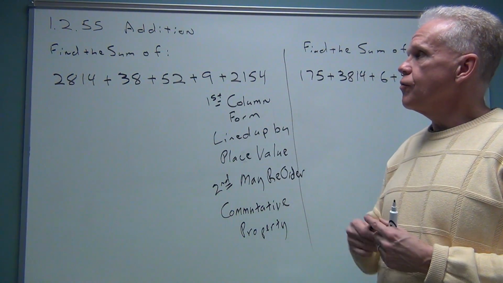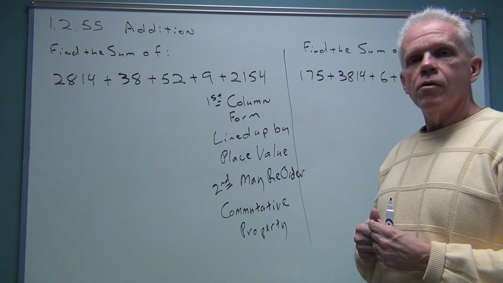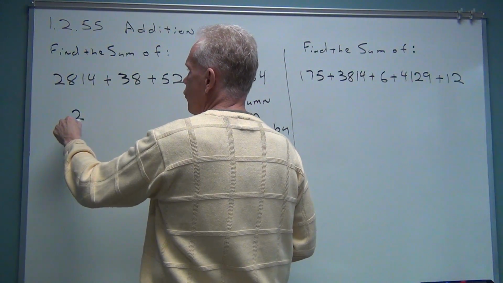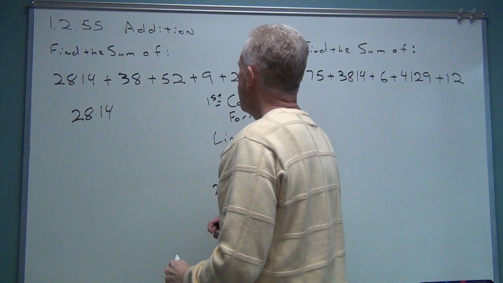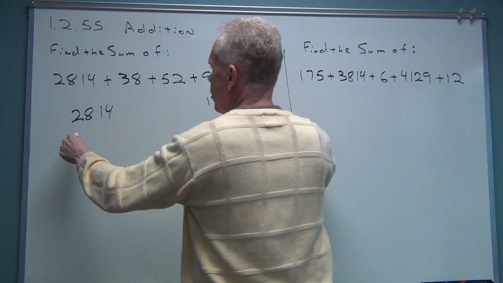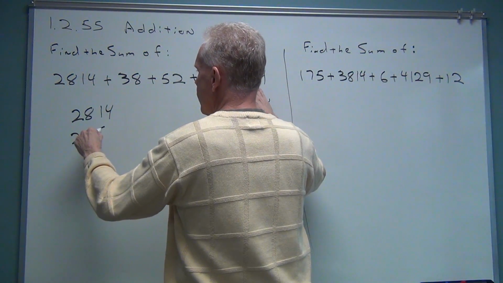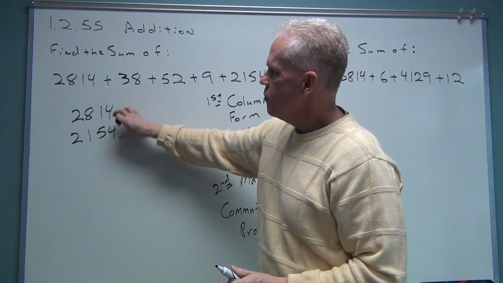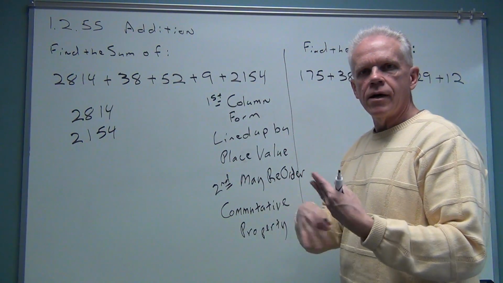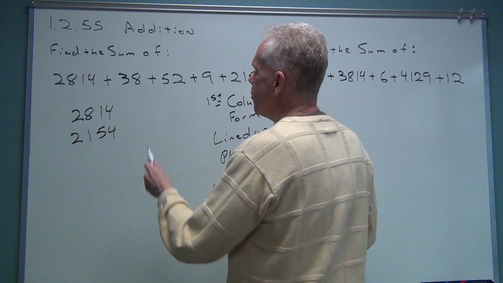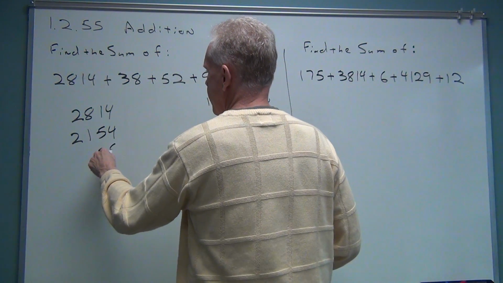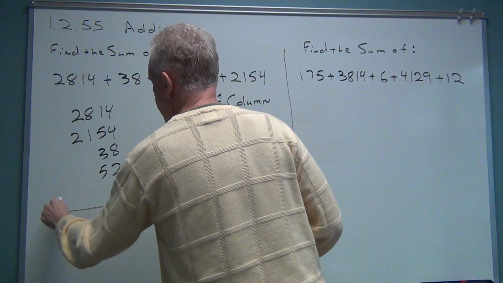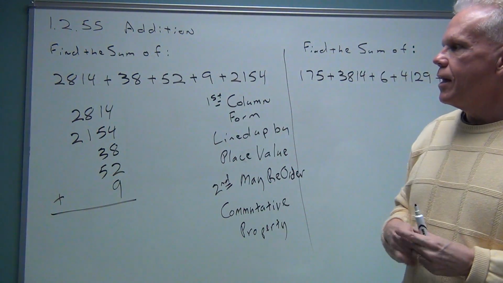And so what I like to do as far as adding these numbers up is I like to start with the larger numbers and put those up first when I set up my column. So I'll go 2814, and then I'll come underneath that with the second largest number, 2154. And what this enables me to do is quickly and easily line up my columns by place value and not have gaps and spaces in there. I think at that point I'll go with my 38, and then I'll go with my 52, and then I'll come with my 9.